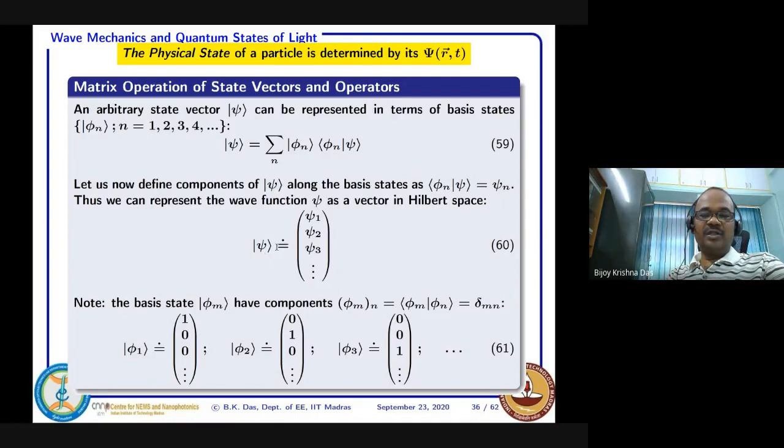This symbol, you see this equal sign with a dot. We put a dot just to mention that it is not really equal, because if it were equal, you would have to put all the unit vectors also. So it represents: psi is represented with these components. The psi vector can be represented by these components.